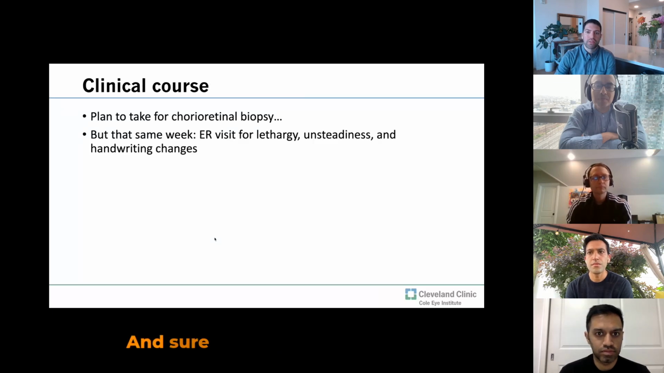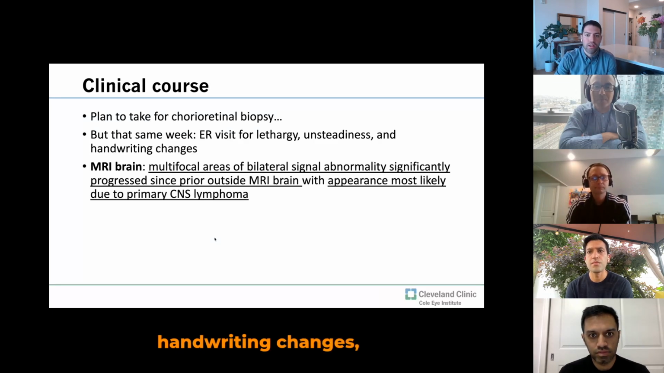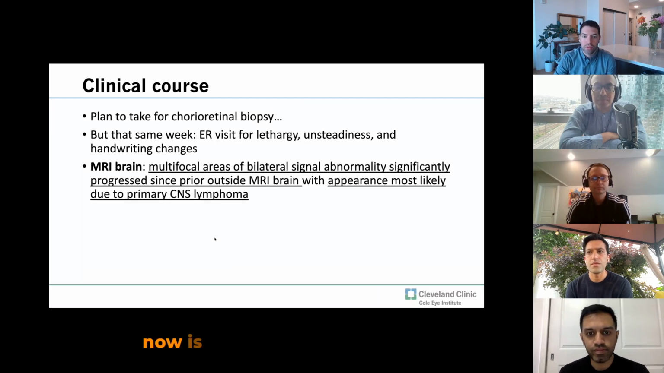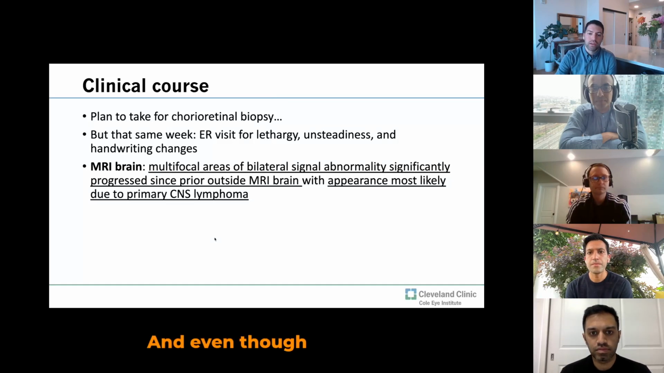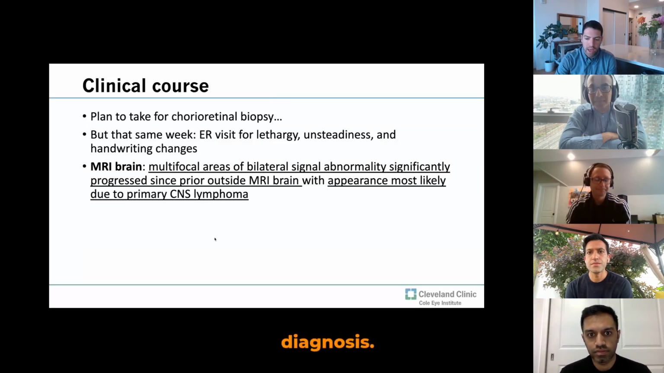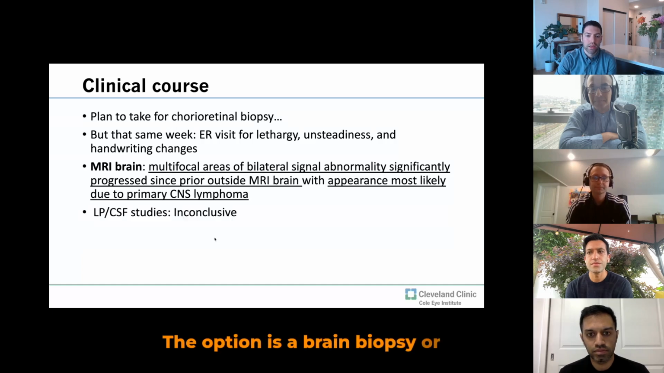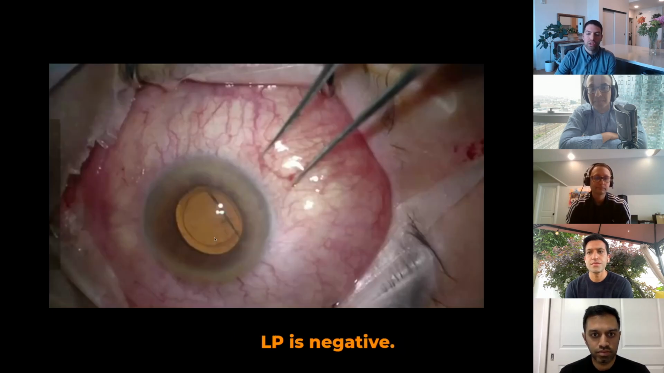And sure enough, that same week, he went to the ER with lethargy, unsteadiness, handwriting changes. MRI brain, which was previously normal, now is not normal and shows multifocal areas of signal abnormality. And even though the MRI is saying this, oncology doesn't want to start treating him because they want positive tissue diagnosis. The option is a brain biopsy or to go back in and get the lesion. LP is negative. So we decide to go back in.